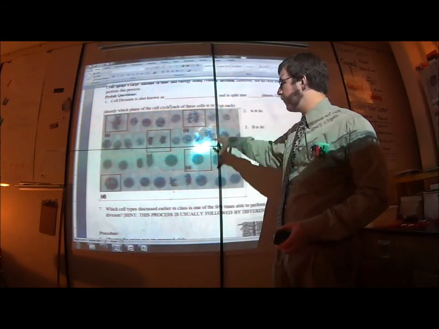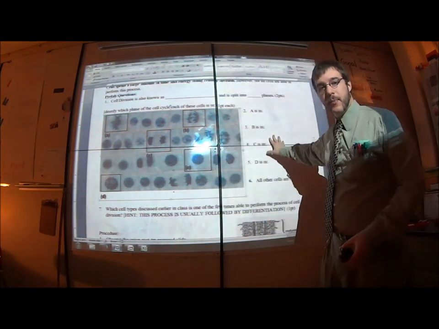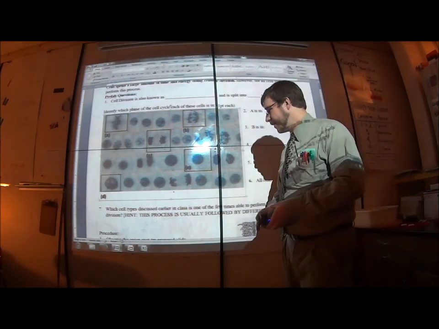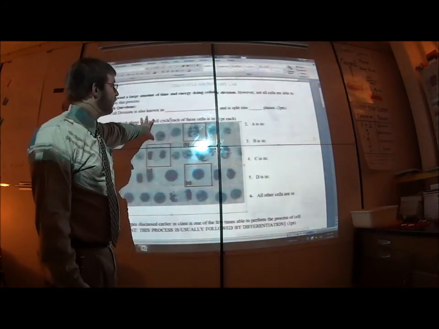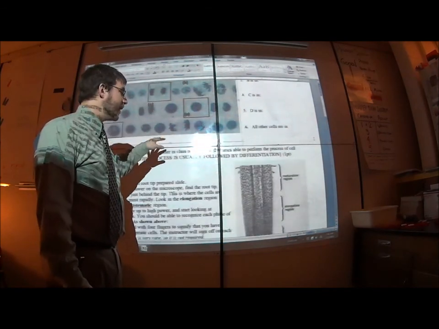I've got pretty much all the phases here in boxes. You're just going to pick which one goes with what phase there. And then you'll be ready to do the microscope lab, and you could even knock this out for homework, come in ready to go.